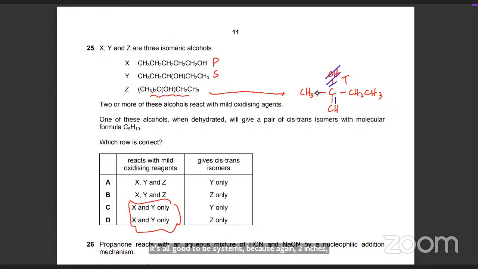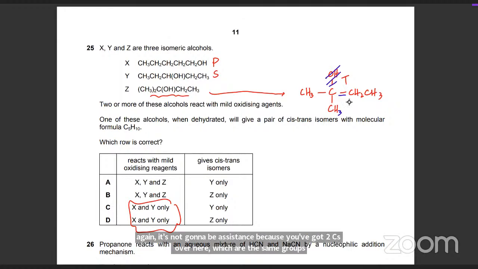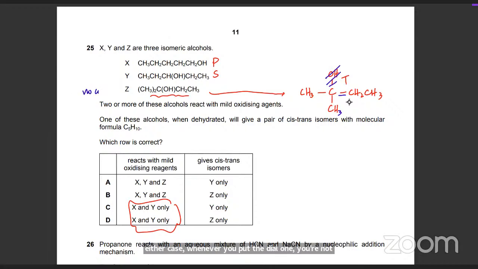Finally, what if the double bond is on the other side? Again, it's not going to be cis trans because you've got 2 CH3s over here, which are the same groups. So in either case, whenever you put the double bond, you're not going to get cis trans. So this one has no cis trans whatsoever upon dehydration. What about the first one?